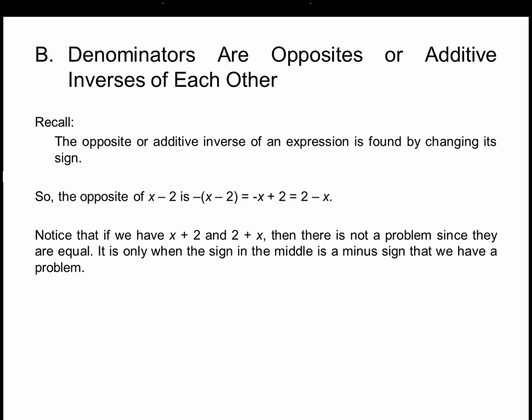So notice that if we have x plus 2 and 2 plus x, then there's not a problem since they are equal. Remember the commutative property for addition. It is only when the sign in the middle is a minus sign that we have a problem. You know, x minus 2 versus 2 minus x.